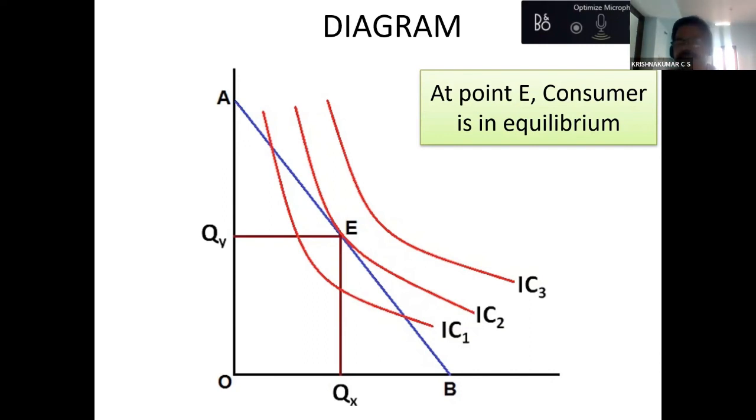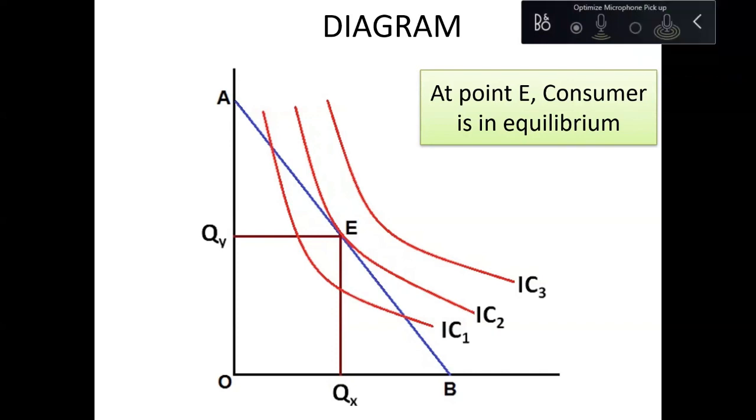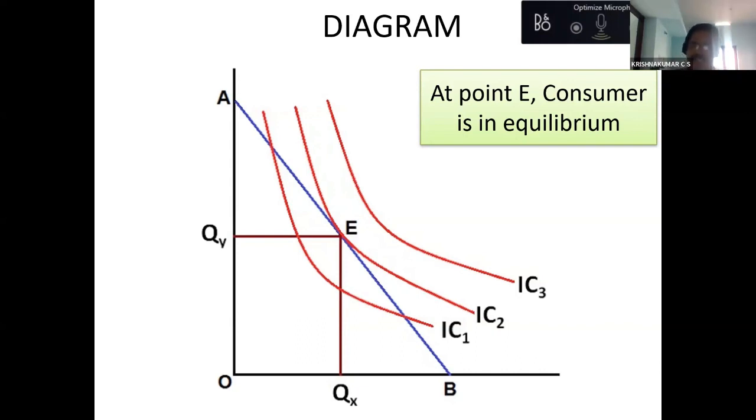Can you tell me what will happen if they are not equal? Anybody? How will equilibrium be restored? Suppose MRS XY is greater than Px by Py. What will happen? MRS XY is greater than Px by Py. How will equilibrium be restored? The consumer will consume more of X, and he will reduce the consumption of Y. Correct now? Yes, sir. And in that the law of DMU applies. Yes, very good. If MRS XY is greater than Px by Py, the consumer will increase the consumption of X and reduce the consumption of Y. Then MRS XY will fall. Marginal rate of substitution between x and y will fall and it will become equal to Px by Py.